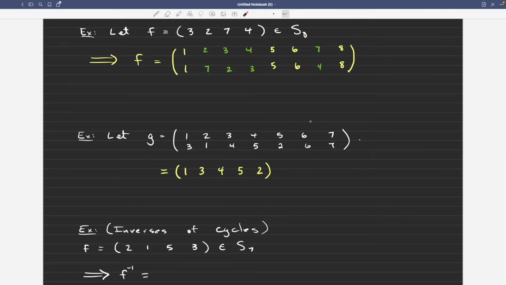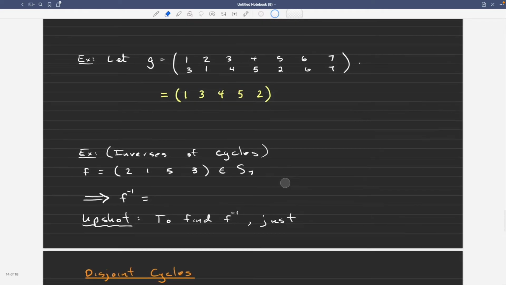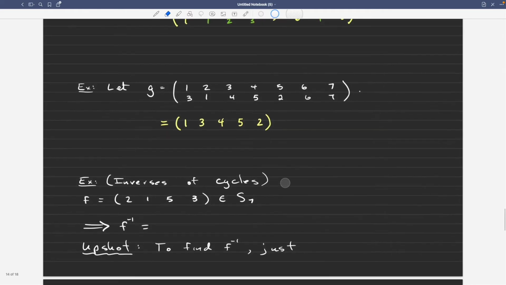So we don't need to write anything. I suppose if we wanted to, we could put 6 like that and 7 like that to indicate that 6 just maps to 6 and 7 maps to 7, but I'm not going to bother. Now if we want to invert cycles, whenever we inverted two-row notation, we just had to flip the rows, right?